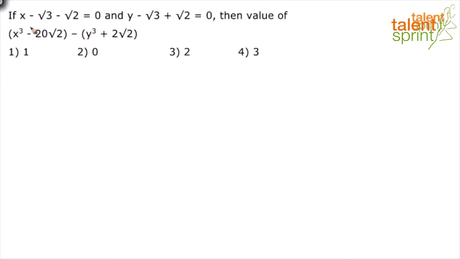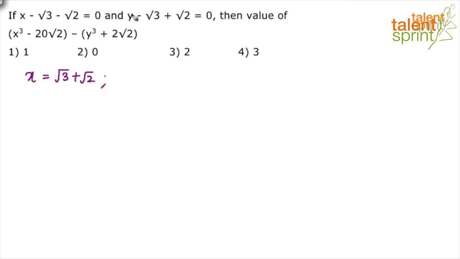Let me quickly go back to this question and solve it for you. All right, so here's the question. It says if x minus root 3 minus root 2 equals 0 and y minus root 3 plus root 2 equals 0, then what is the value of x cube minus 20 root 2 minus of y cube plus 2 root 2? So what is x here? If you see, x minus root 3 minus root 2 equals 0. So take minus root 3 and minus root 2 to the other side. So x becomes root 3 plus root 2.